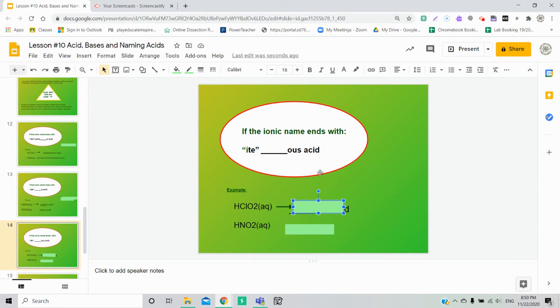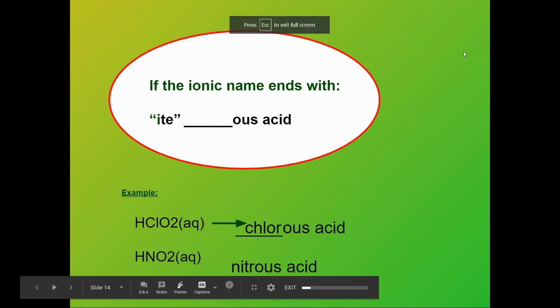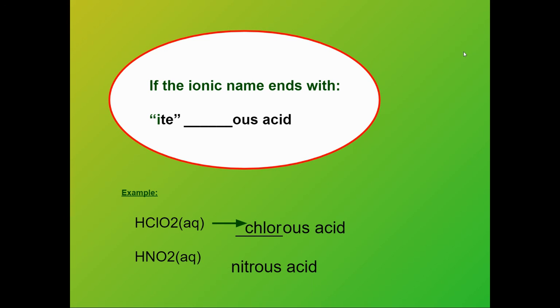Now the next naming rule is ITE: nitrite, phosphite, sulfite, those kinds of things, okay? So this time we're talking about hydrogen chlorite and hydrogen nitrite. The first example I have is hydrogen chlorite, which would become chlorous acid. So ITE just becomes OUS. Your example, hydrogen nitrite, just becomes nitrous acid.